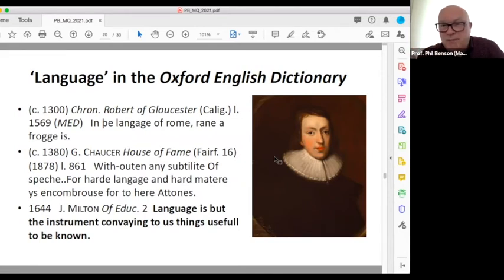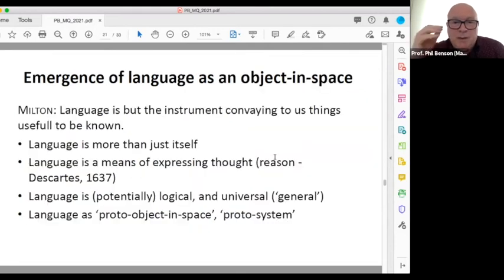Now, this may seem to be very obvious, but it seems to have taken several hundred years in English for anybody to really come up with this idea that language is not just language, it's a means of conveying information. And with that quotation then, I think we get several ideas that are current in the 1600s, which are related to this notion of language as an object in space. One is the simple idea that language is actually more than just itself. It's more than words. It's words that express some kind of ideas or thoughts.